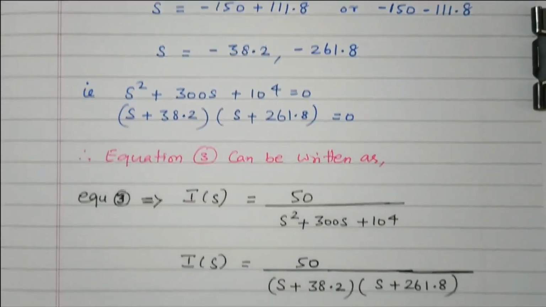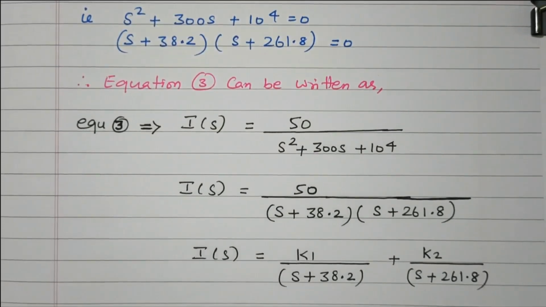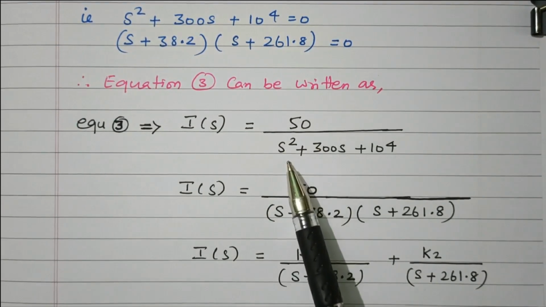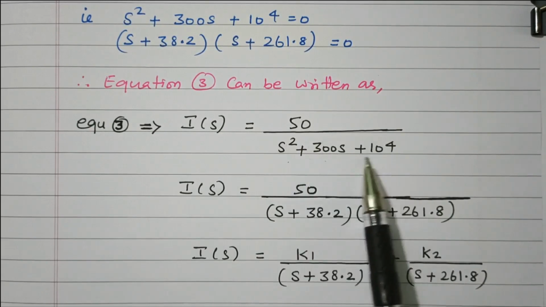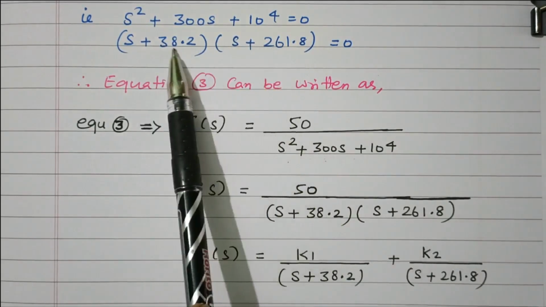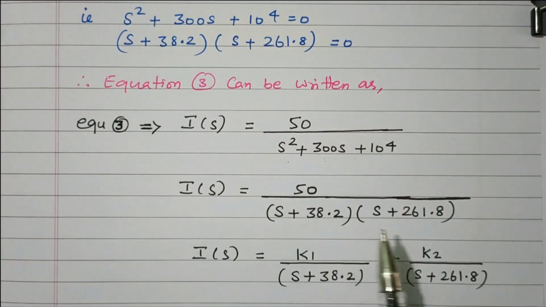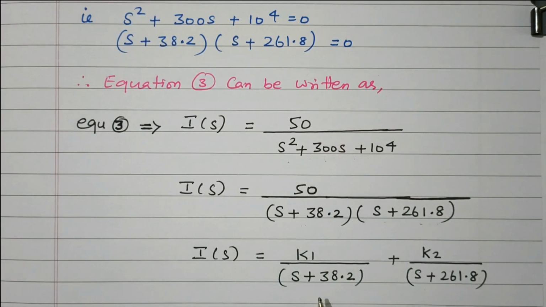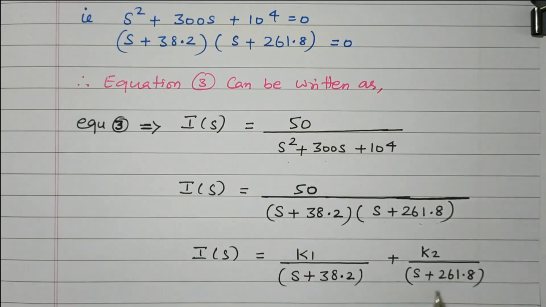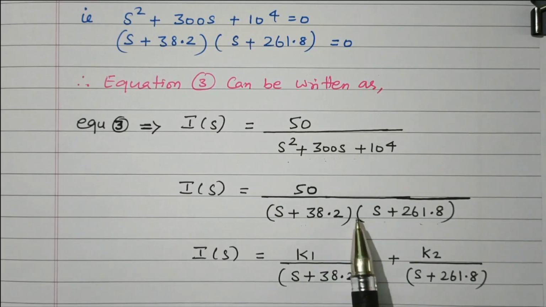So the equation 3 we can write as 50 divided by s square plus 300s plus 10 to the power 4. This is the equation 3. So this term can now be replaced by these two roots: S plus 38.2 into S plus 261.8. Now we need to go for the partial fraction technique in order to split the term. Then only we can take the inverse Laplace easily. We cannot take the inverse Laplace of this form, so it is split by using the partial fraction technique.